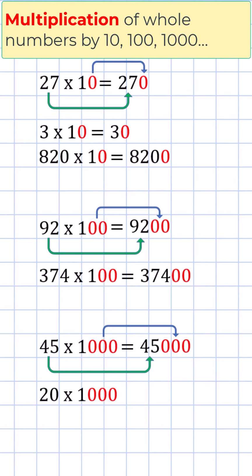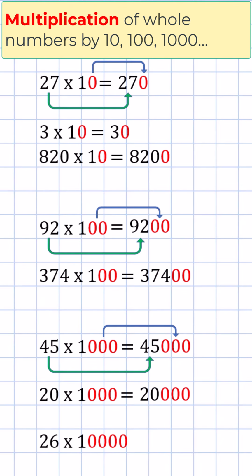For the same reasons, the multiplication 20 times 1000 will give 20,000, which is obtained by adding the 3 zeros from the second factor 1000 to the first factor 20.